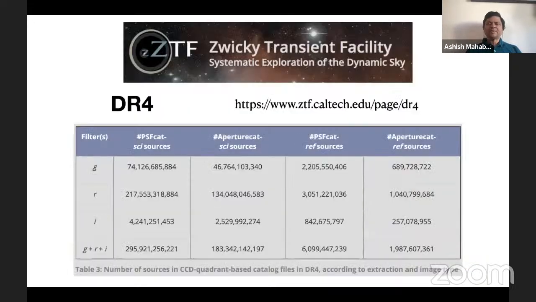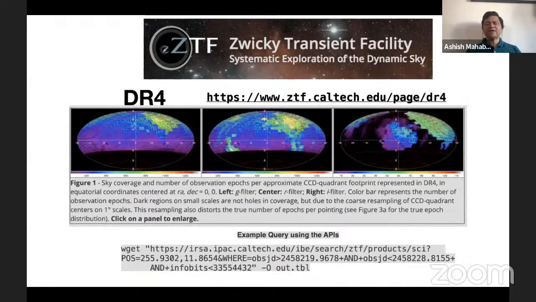One thing I would like to quickly mention is that DR4 was recently released. If you go to the DR4 page, you can see the gory details about it. A couple of points will catch your eye. Look at the number on the bottom left, 295 billion. That's the number of detections in the PSF sources for all the filters together and all sources. So clearly a huge data set, and it's out there to play with. We also have API access to it, so you can pull various things out of it. These are the 3 sky coverages shown in the 3 filters, g, r and i. So a lot of fun things are possible with that.